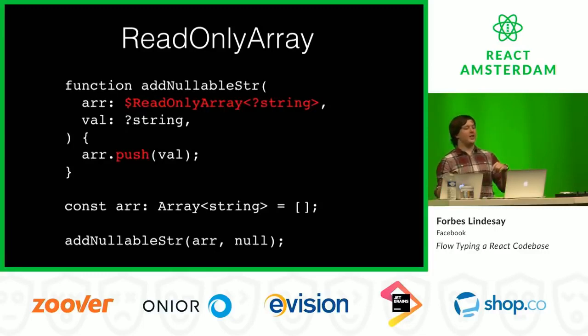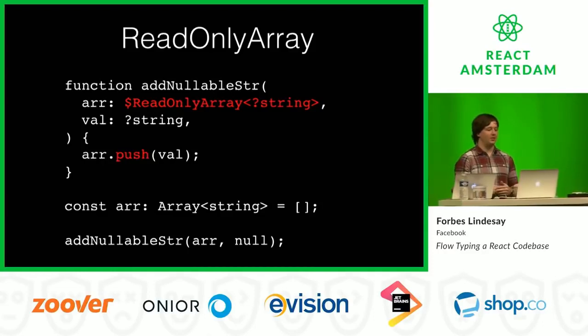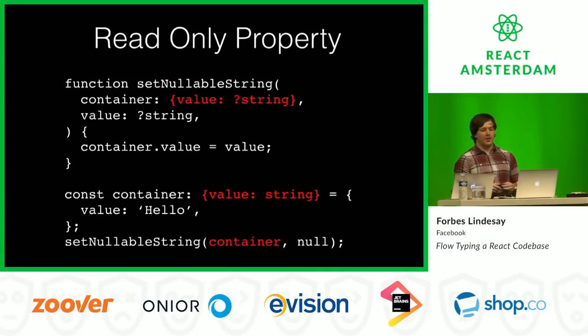If we tried to change the array into a read-only array in our earlier example in add nullable string, then we'd run up against the problem that we can't push into a read-only array. So we change where the error is, but we still get an error. So Flow understands that this code isn't actually valid. This code is wrong. The same thing happens with the read-only property, but I'm running a bit low on time, so I'm going to rush through this example slightly.